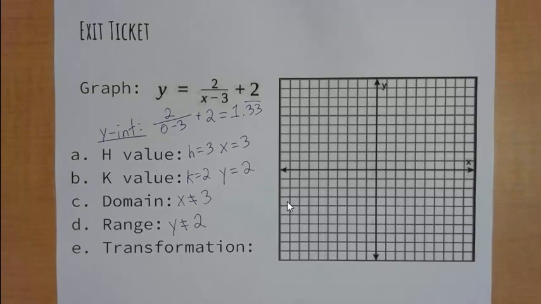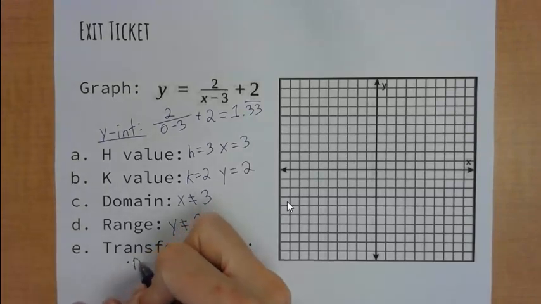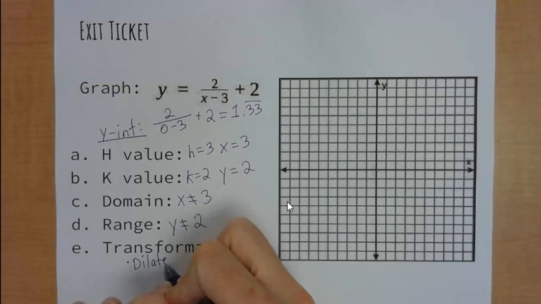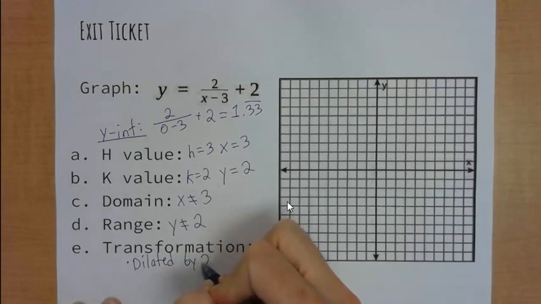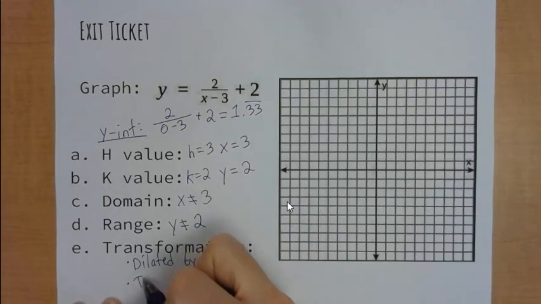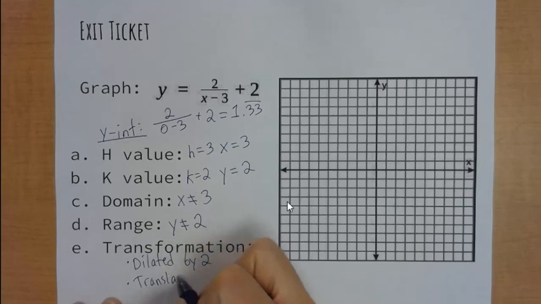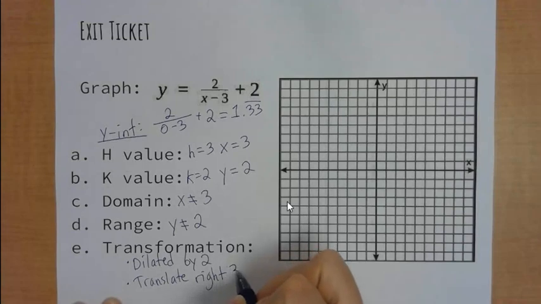And finally, transformations, we could list those out here. So we would have it dilated by 2. We translate right 3 and translate up 2.